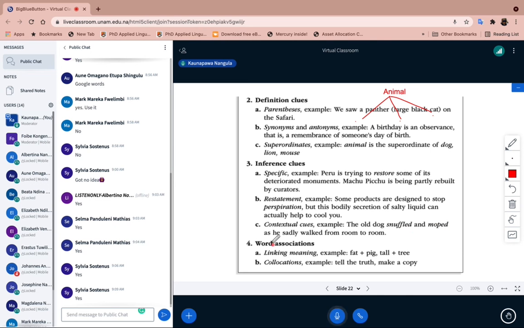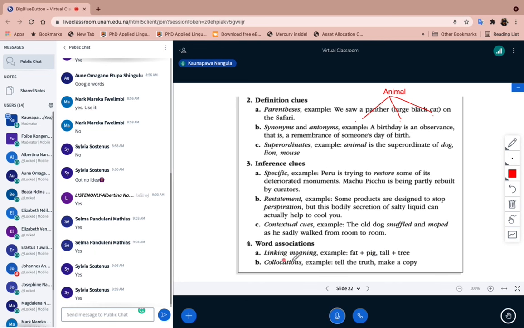And then we have number 4, word association. Word associations. All right. And then we have linking meaning. So for example, fat pig, tall tree. So fat pig, and then tall tree.